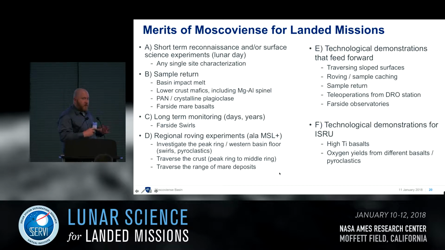Now, you have to be a little careful because Moscoviense is big. The region of interest that we've been talking about here is about the same size as Iowa. So if you're going to be doing a roving experiment, it's going to have to be MSL++++, or some capability that can go more like 100 kilometers or more instead of just the 20-ish kilometers we've been talking about otherwise. But with that, I think we'll finish up. Thank you.